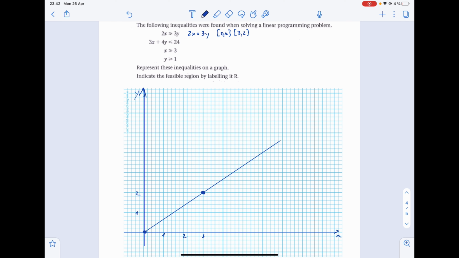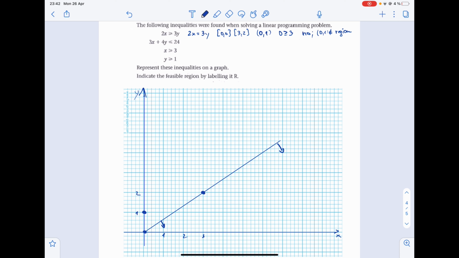I can't use the origin, so I'll choose the point 0 and 1, but you can choose whatever point. So 0, 1 I am choosing. If I plug it into the inequality, then I have 0 is greater or equal to 3. That is not true. That means 0 and 1 do not belong to my region. So if it doesn't belong to my region, that means the opposite or second half plane belongs there.